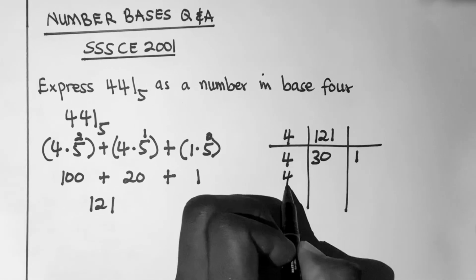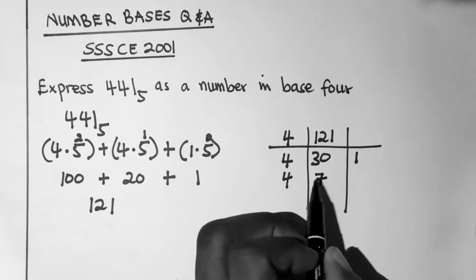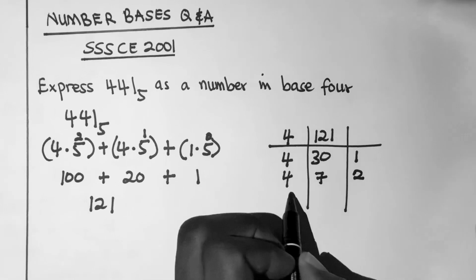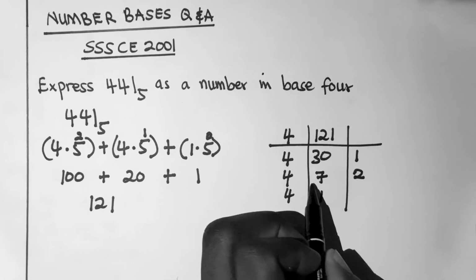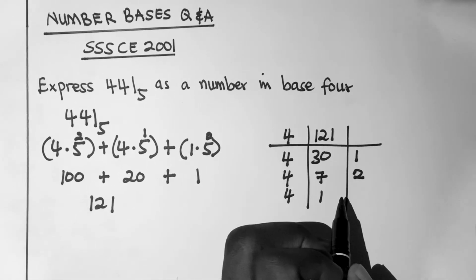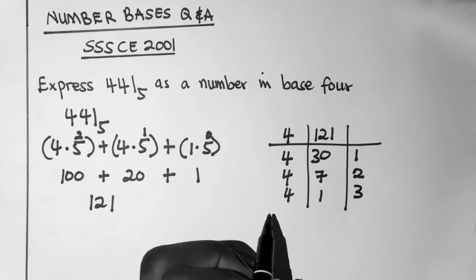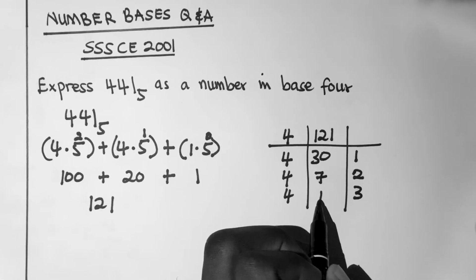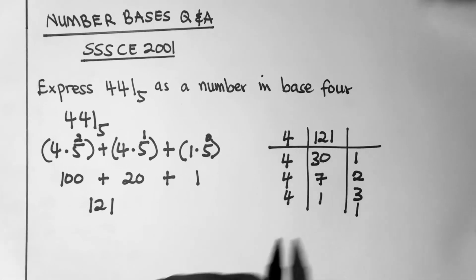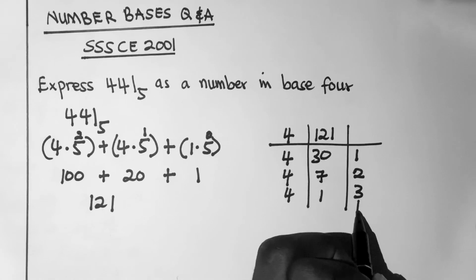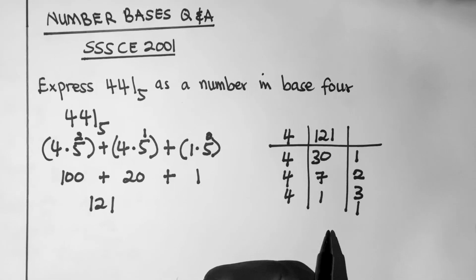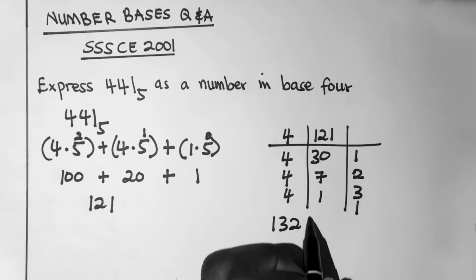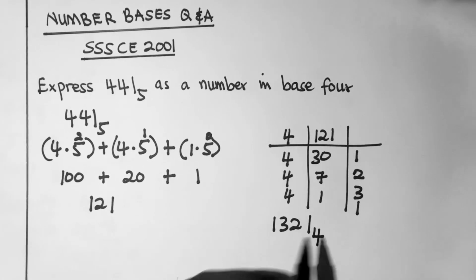And then 4 times 7 is equal to 28. So 30 minus 28 is 2, so remainder 2. Then 4 times 1 is 4. Now 7 minus 4 is 3. So there's a remainder of 3 here. Because 4 can no more go into this to give us a whole number and a remainder, we repeat that here. When you are writing, you write from the bottom to the top. So this becomes 1, 3, 2, 1 in base 4.